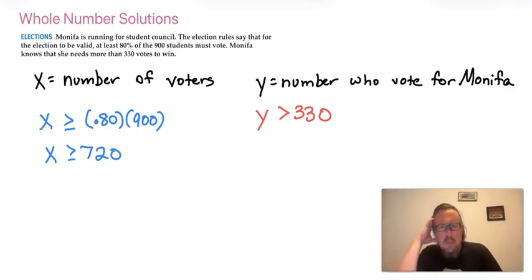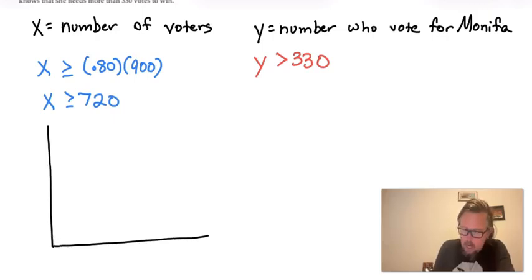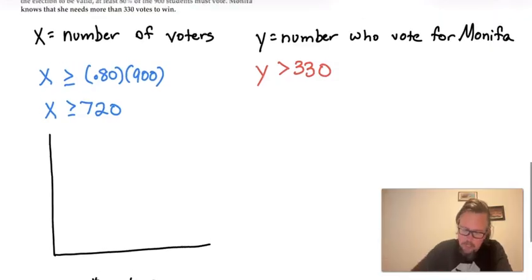So these are the two things that we need to graph. Now, unfortunately, we cannot graph these on a calculator. The reason is that x is greater than or equal to 720 is not a function. Since it doesn't have a y in it, it's going to be a vertical line at 720. A graphing calculator will only graph functions. So we're going to have to do this by hand, and I'm just going to do a very rough sketch here. Our x is going to be number of voters, and y is going to be number of Monifa voters.